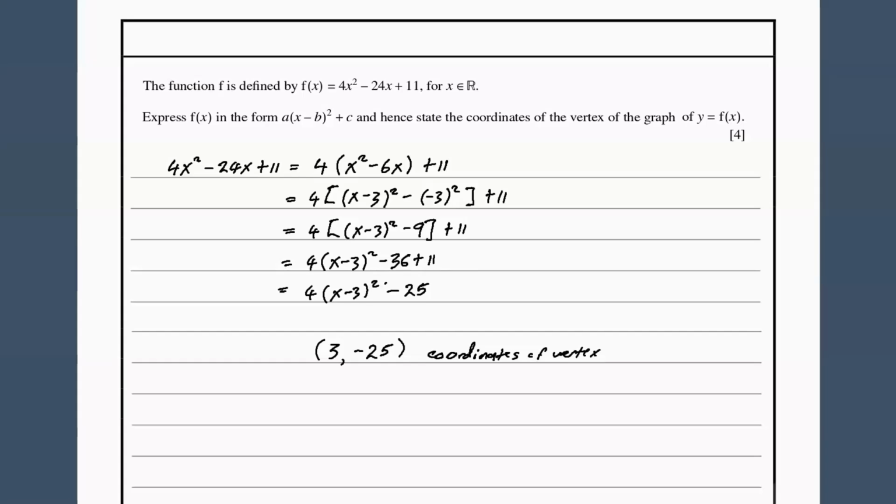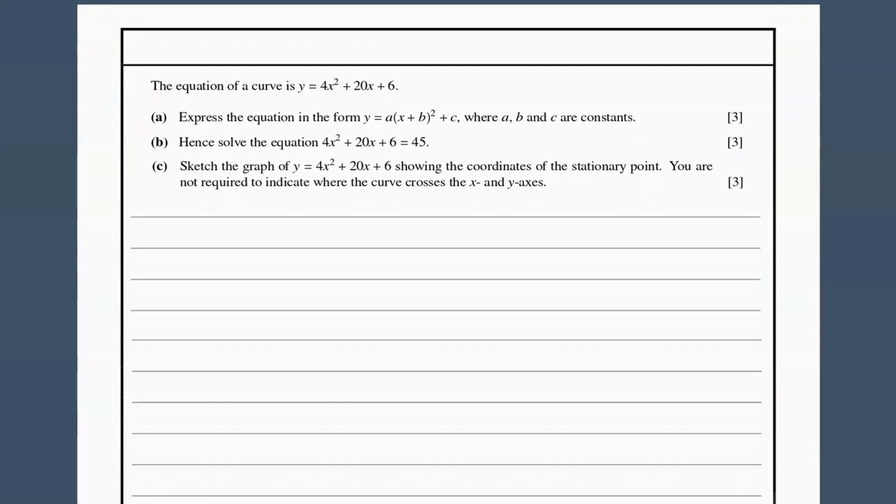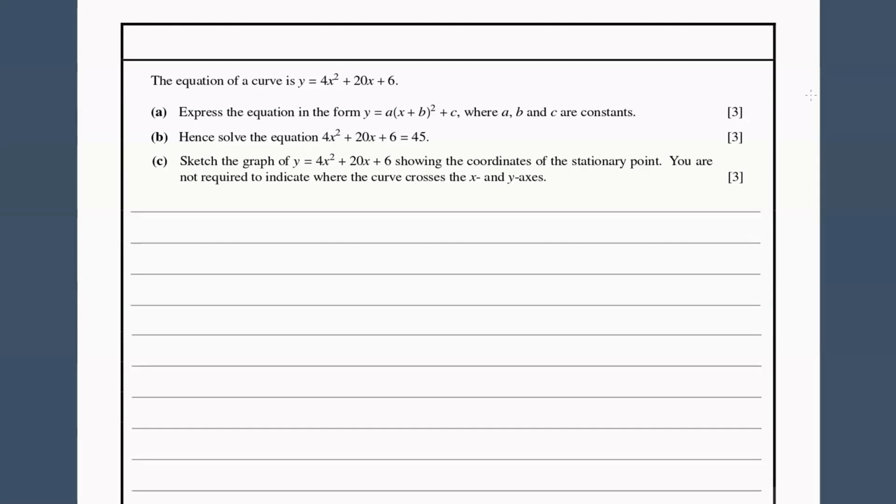Now we want to look at how we can sketch the quadratic curve itself. So there's a question which would require us to make a sketch, which is this question you can see on the screen right now. It says the equation of a curve is y is equal to 4x squared plus 20x plus 6. On part A, express the equation in the form y is equal to a of x plus b squared plus c, where a, b, and c are constants. Right. So let's start with that first part, part A.